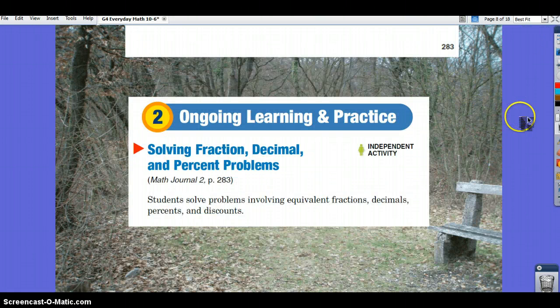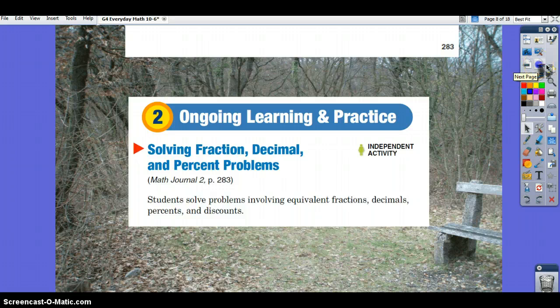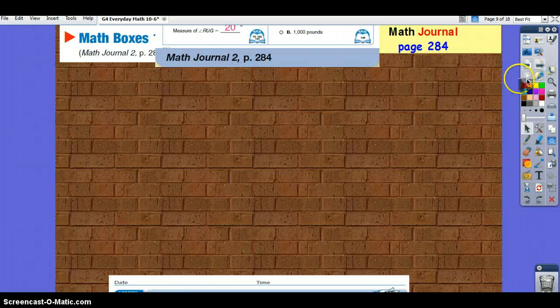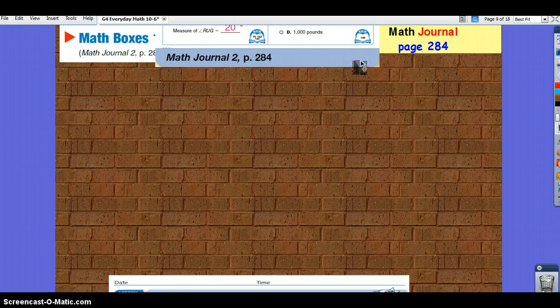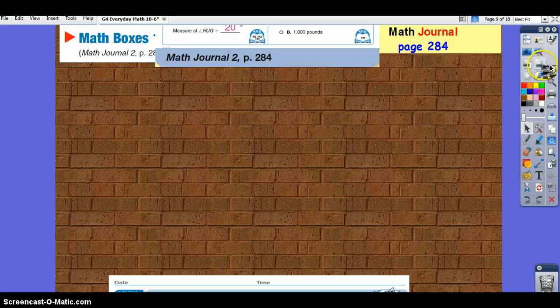So you need to get out math journals and go to page 283. You're going to be solving problems involving equivalent fractions, decimals, percents, and discounts. Then I need you to go into your math journal, correct those, and do math journal page 284. Again, do them all, then go up and correct them. Come back to the table at any time that you are struggling.